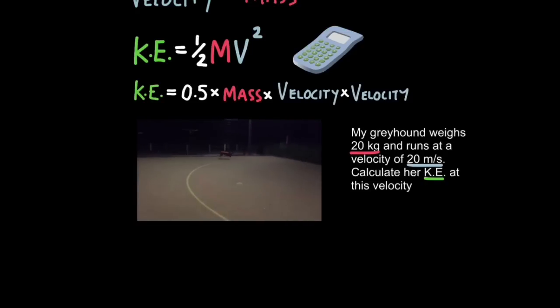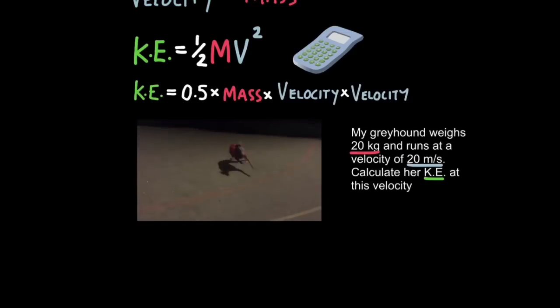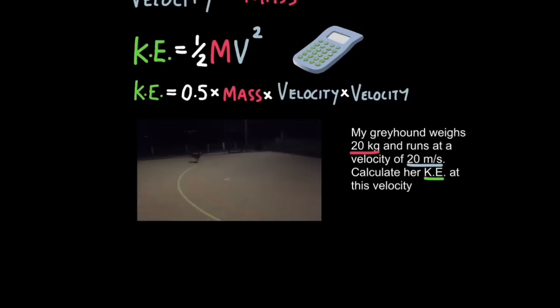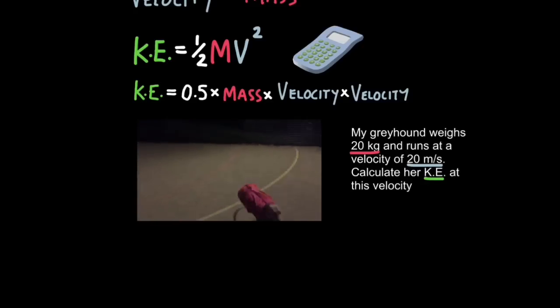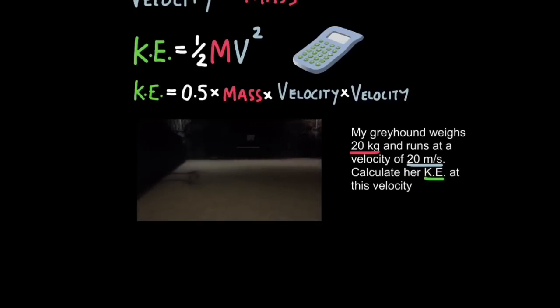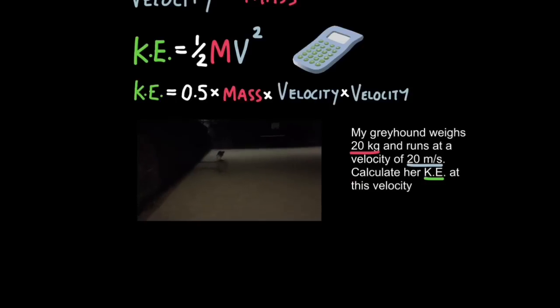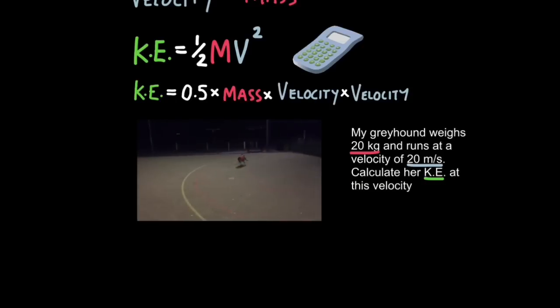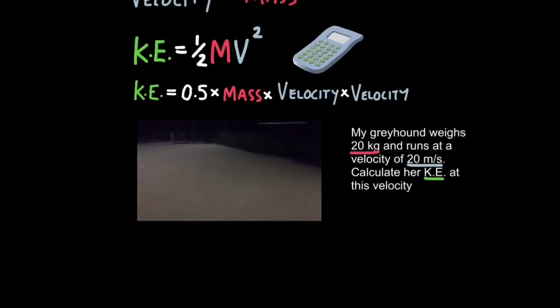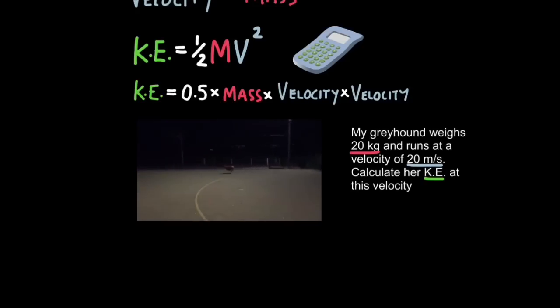This is my greyhound. I've let her loose in a tennis court. It's the only time she gets a chance to run as quickly as she can. My greyhound weighs 20 kilograms and runs at a maximum velocity of 20 meters per second. That's very fast for a dog. Could you calculate her kinetic energy at this maximum velocity? So assuming she's running at a constant 20 meters per second and weighs this much, how much kinetic energy does she have at maximum speed?